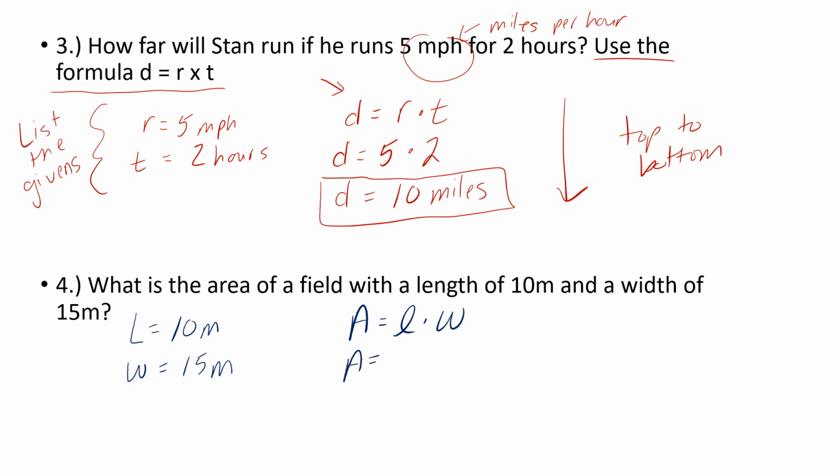We know that the length is 10 meters. We know that the width is 15 meters, and so the operation we'll do there is multiplication. 10 times 15 is 150, and the units on that is meters squared.